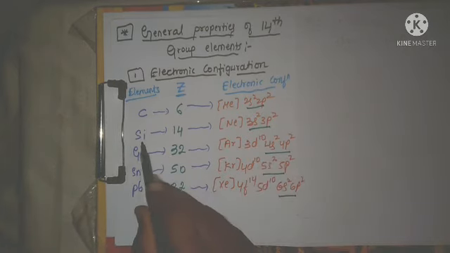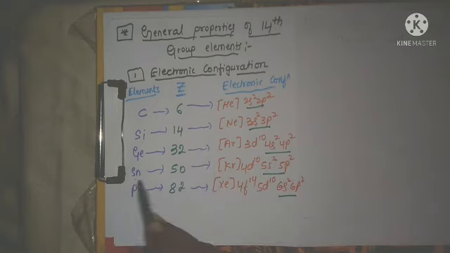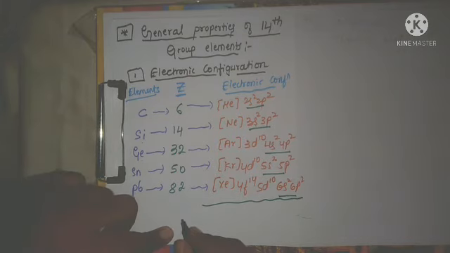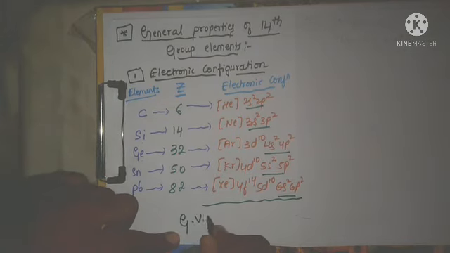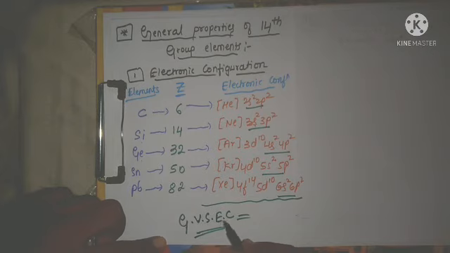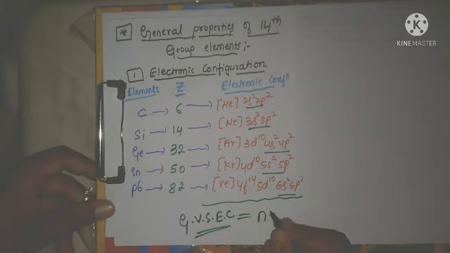Second period. Silicon belongs to third period. Germanium belongs to fourth period, highest n value, and tin belongs to fifth period, and lead belongs to sixth period. Correct? If you check the general valence shell electronic configuration, the outermost shell valence electronic configuration, for the 14th group elements, it is ns2np2.